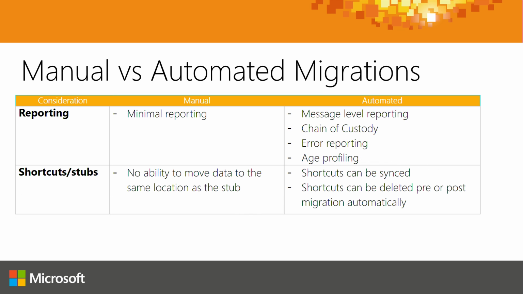From a reporting perspective, you get no reporting when you do a manual extraction. You don't know what message failed, you don't know why they failed, you don't know what you can do about it, so therefore you can't report chain of custody. If the message doesn't go, you don't know which message didn't go. So if you've got a PST with 30,000 messages in it, and it tells you 29,995, who wants to go find the 5? Right? Good luck.